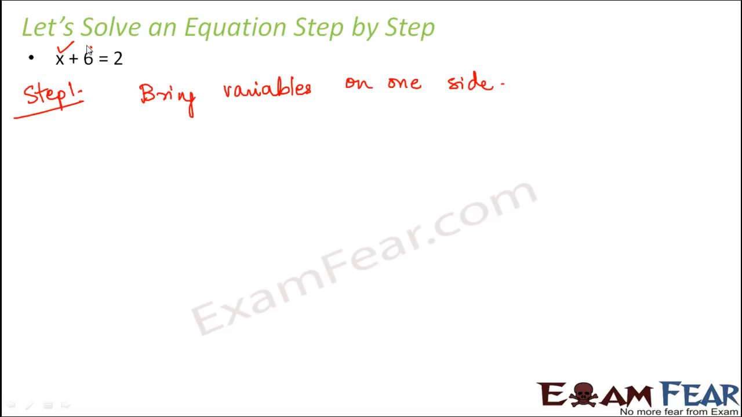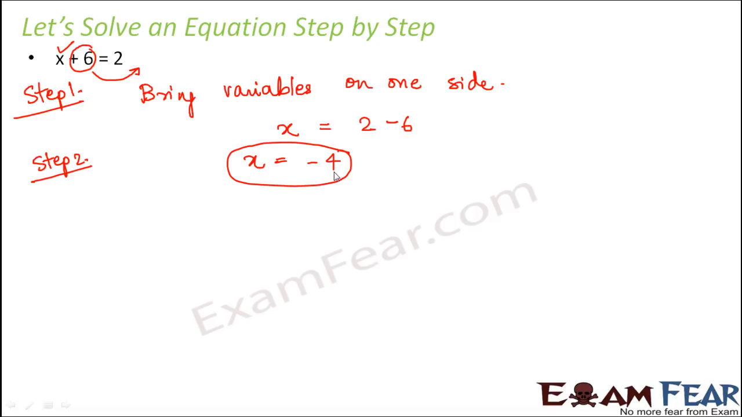For that, what you need to do? You need to shift this plus 6 to the right hand side. So what will happen when 6 is shifted to the right hand side? Plus 6 will become minus 6. So that is our step number 1. And in step number 2, we just need to find out the value. So x is equal to 2 minus 6, which is equal to minus 4. Now how we did this subtraction, this is something which you will learn in higher class. But basically the tip to solve equations systematically is that you bring all the constants on one side, you bring all the variables on one side. With that you will be able to solve that equation.